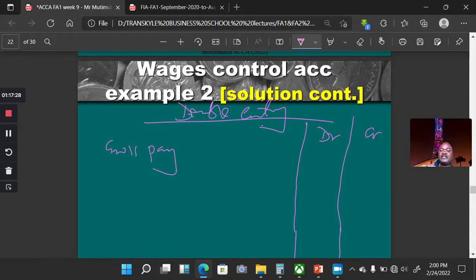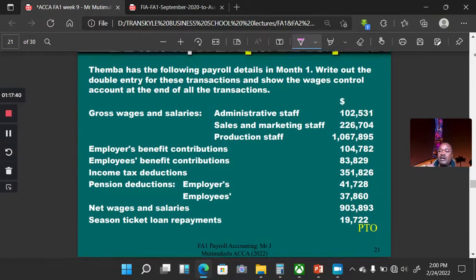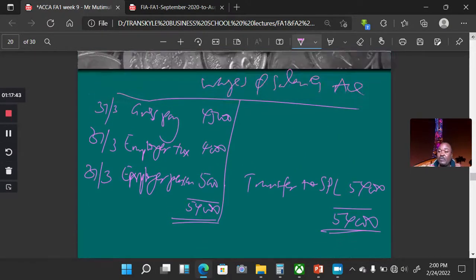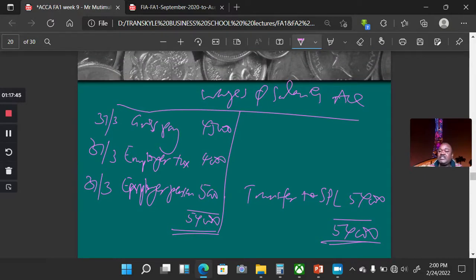This double entry is like the last account which we did for the salaries and wages account itself. We have the gross pay on the debit side, if you still remember. It's different from the control account. This is the wages and salaries account. So when we account for the gross pay in this particular account, the gross pay is going to appear on the debit side. But when you talk of the wages and salaries control account, we then have to do the opposite.